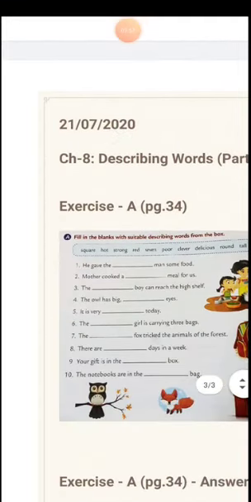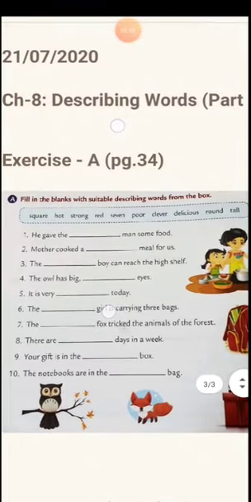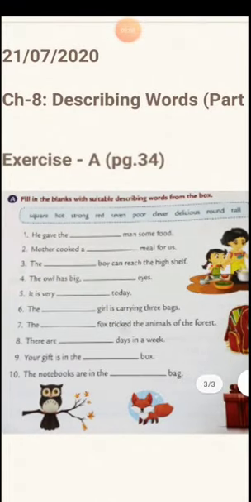Now we come to exercise A given on page number 34. You're going to do this exercise in your copy. I have given the answer key below this document which you will check later. First let's read the instruction. Fill in the blanks with suitable describing words from the box.